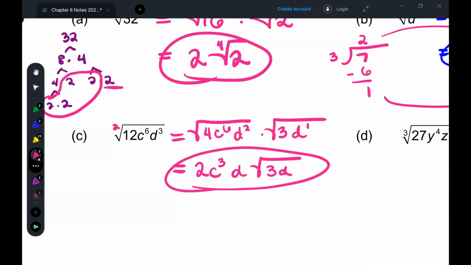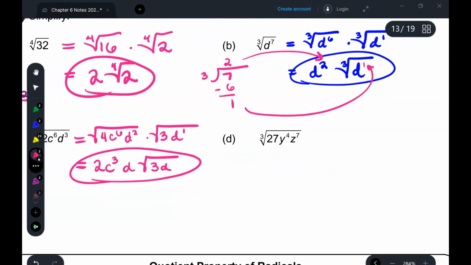Again, could you have done the factor tree with the 12? Yes. Could you have divided 2 into 6 goes 3 times, 2 goes into 3, 1 with 1 left over. Good. Okay. Question. All right, let's do the next one.